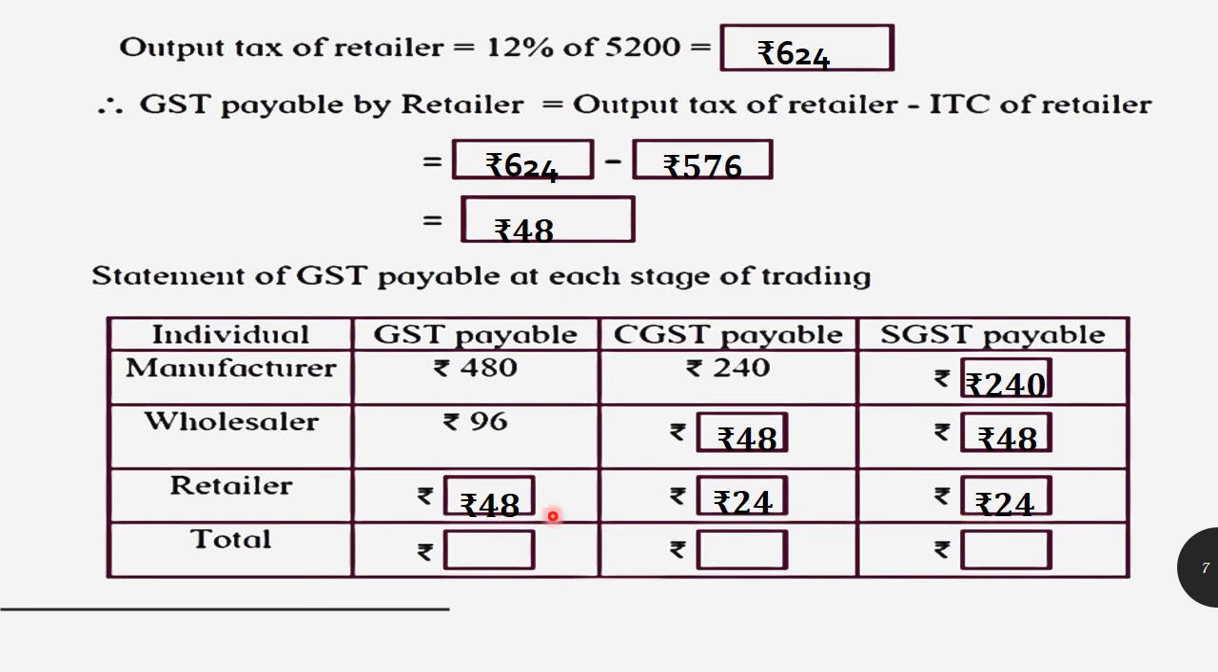So the total, if you add these costs, here you will have 624, here you have 312, and finally you have 312. So the total GST is 624, then half of it is central GST and half of it is state GST.